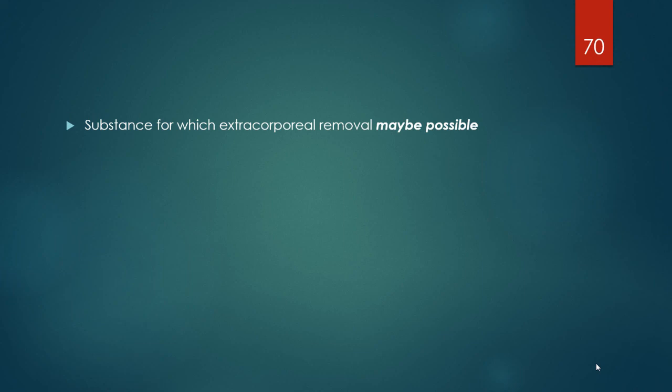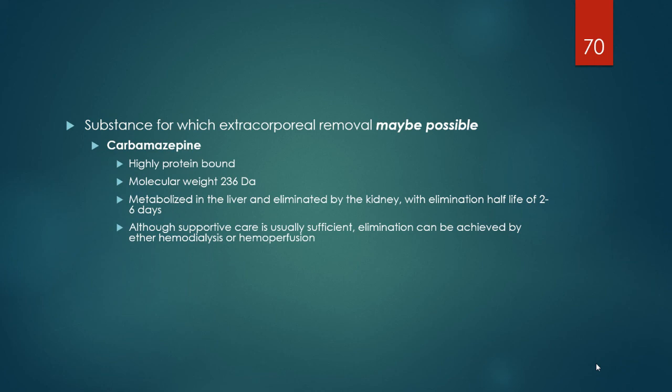So we talked about the things that we know dialysis can work on, but there are other medications that we might encounter where extracorporeal therapy may be a possibility. The data out there is still questionable. First is carbamazepine. It's highly protein bound with a molecular weight of 236, metabolized in the liver and eliminated by the kidney with an elimination half-life of 2 to 6 days. Although supportive care is usually sufficient, elimination can be achieved by either hemodialysis or hemoperfusion.